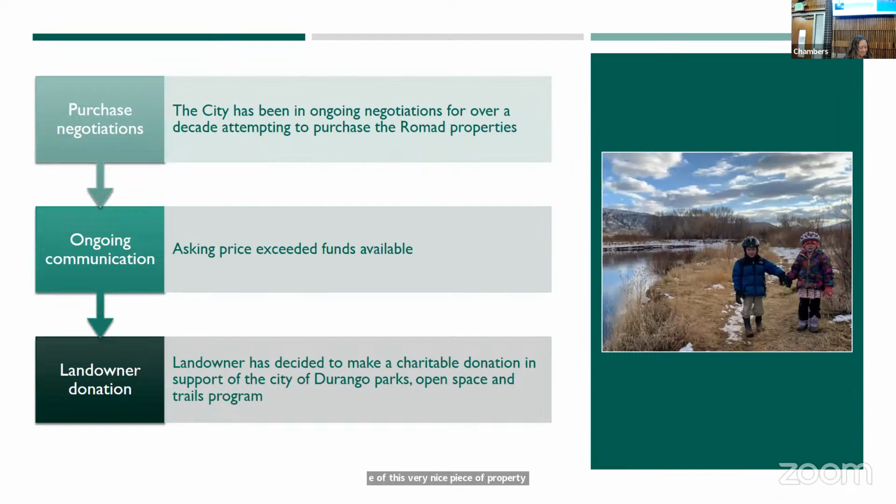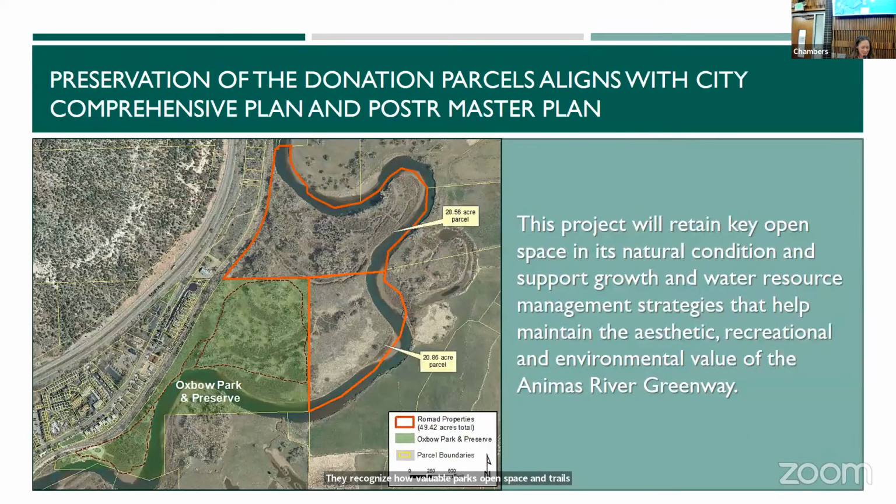So as I mentioned, city staff have been involved in ongoing negotiations over the years for various reasons. This has never come to fruition. The landowners are now at a different point in their life and have decided to make a charitable contribution to our community. They recognize how valuable parks, open space, and trails are and want to give back. So there was a map in the agenda packet, making sure it's here for your review at this time.